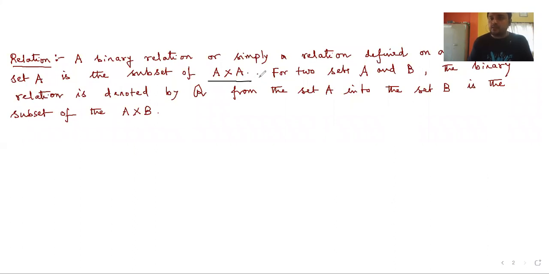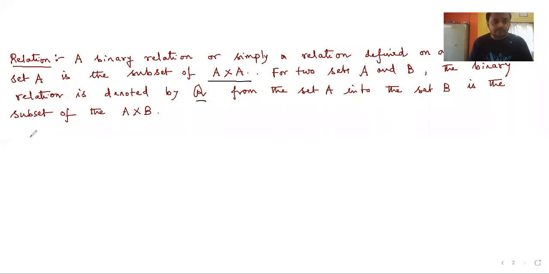And if you consider two different sets, capital A and capital B, in that case the binary relation will be denoted by R or any other notation you can use. That relation will be defined from the set capital A to the set capital B, and it will be a subset of the Cartesian product of capital A and capital B. So this first line is the special case of the second line. This is called the relation.